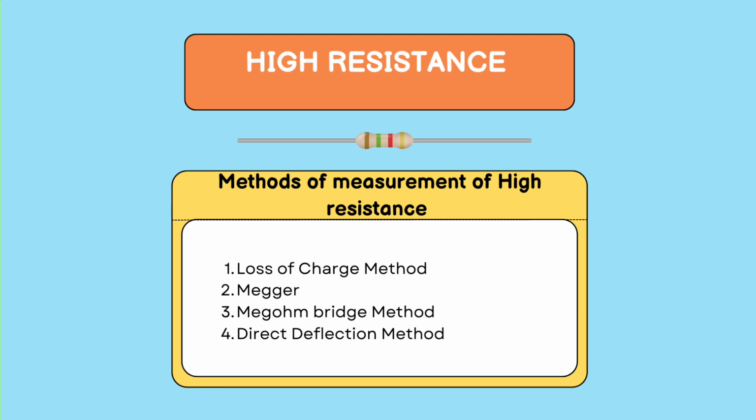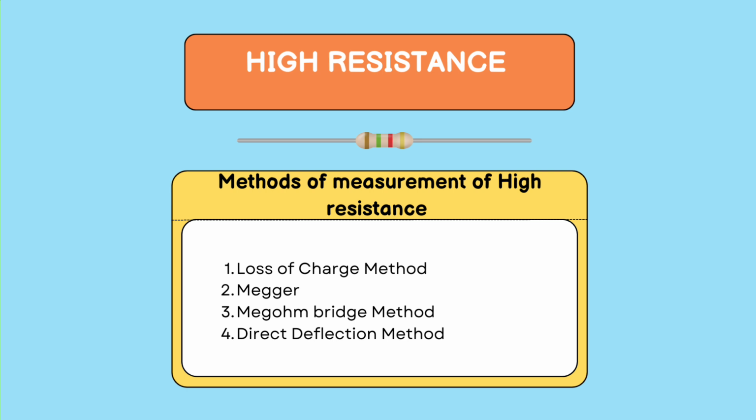2. Megger. A megger is a specialized instrument designed to measure high resistance directly. It provides a convenient and efficient way to measure resistances in insulation systems. 3. Megohm bridge method. This is a variation of the Wheatstone bridge method that is specifically designed for measuring high resistances. It offers high accuracy and is often used in insulation testing.